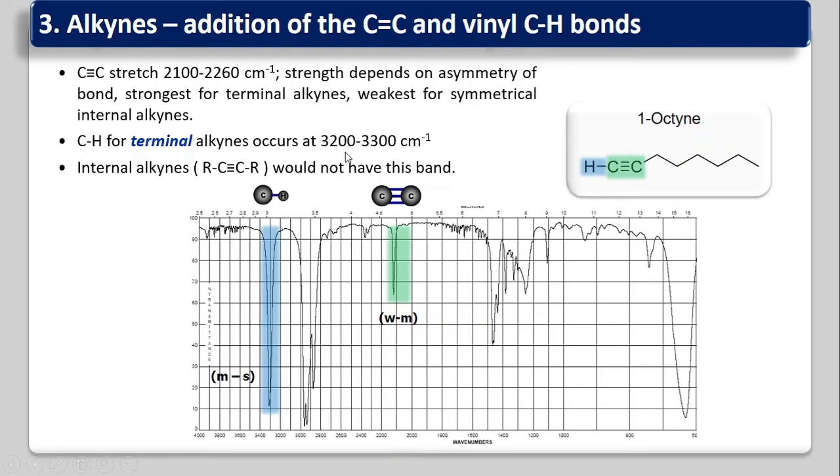If you are getting this peak, you conclude that your alkyne is a terminal alkyne. Internal alkynes, that is R, carbon, triple bond, carbon, R, would not have this peak. The peak in this area is absent for internal alkynes. If there is no peak between 3200 and 3300 centimeter inverse, then you conclude that your alkyne is an internal alkyne. This is how to identify terminal and internal alkynes.